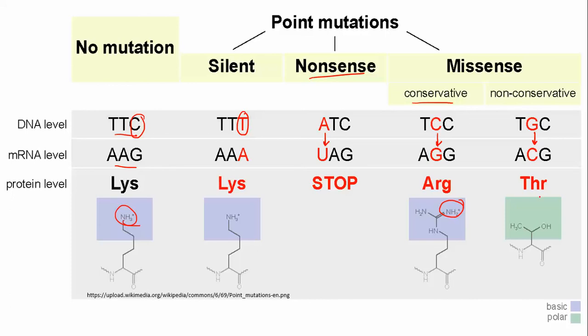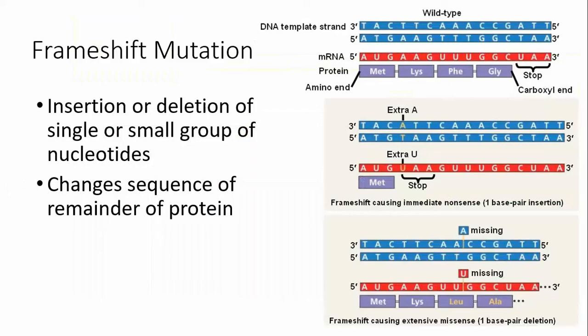On the other hand, if you changed it, for example, to threonine, which looks like it's mostly nonpolar and it's definitely uncharged, then you're going to have different, oh, wait, no, this is basic. Sorry. Basic, basic, basic, and polar. So they're going to have different chemical properties. They're going to interact differently with the side chains of other amino acids, and they could cause the protein to fold differently, which means it may not work as well.